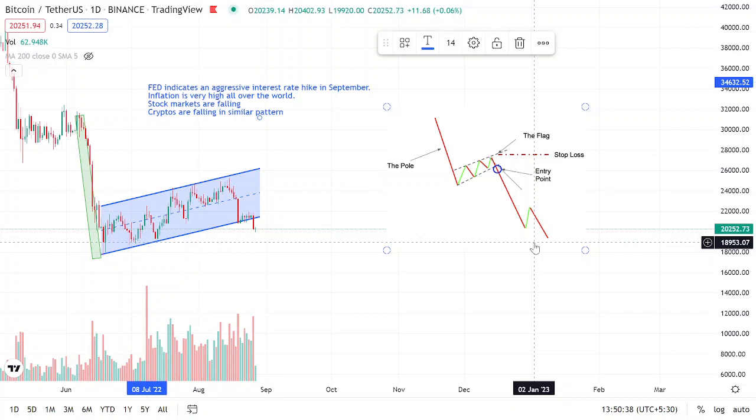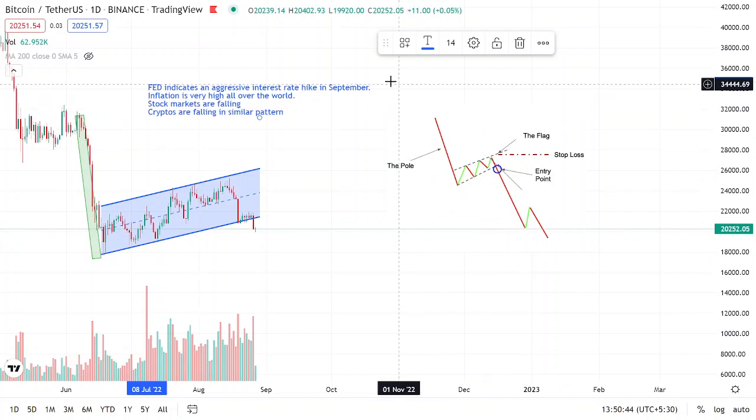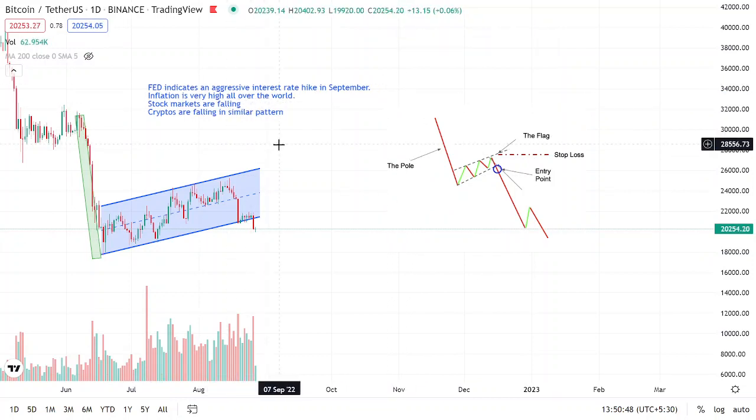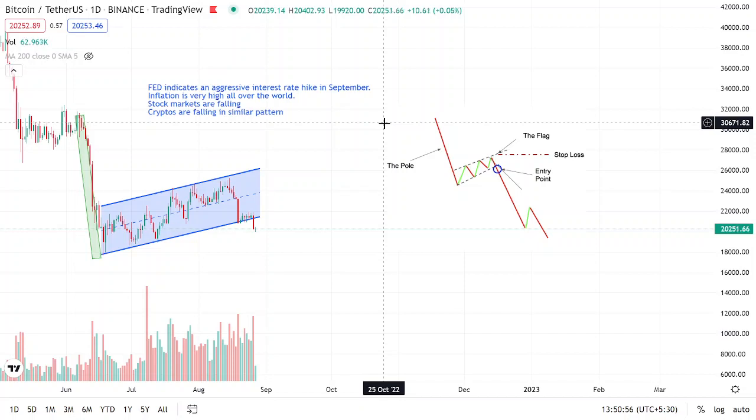Today we are going to see a Bitcoin technical chart analysis. So let's get started. As we can see, yesterday we had a Fed meeting, and after the meeting the Fed has indicated that they are going to increase the interest rate aggressively in September due to the inflation.